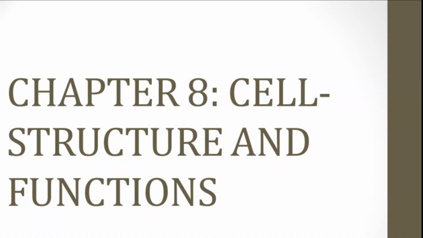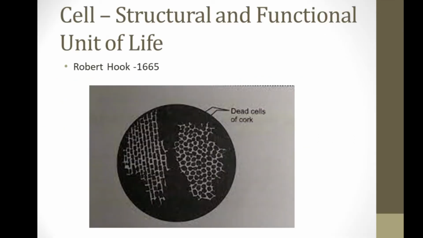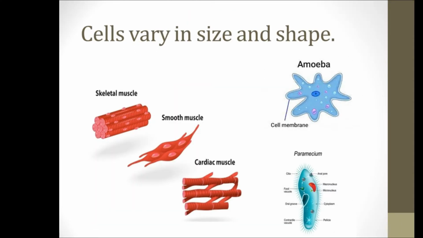Dear students, in this presentation, we will discuss in brief our chapter, cell structure and functions. Cell is a structural and functional unit of every organism. The term cell was first coined by Robert Hooke in the year 1665 when he observed a cork under a microscope. Next, we have seen there is a wide variety of cells in shape and size. Based on the number of cells in organisms, they can be classified into unicellular and multicellular organisms.